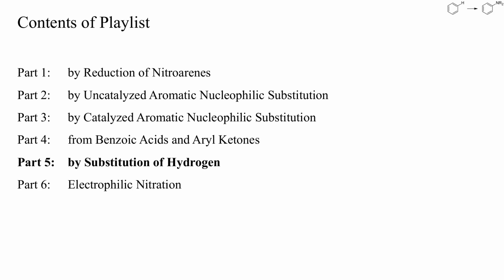I'll show you examples of both electrophilic and nucleophilic aminations, but no photochemical or electrochemical transformations. These usually require special equipment and are difficult to scale up. Electrophilic nitrations are discussed separately in part 6.